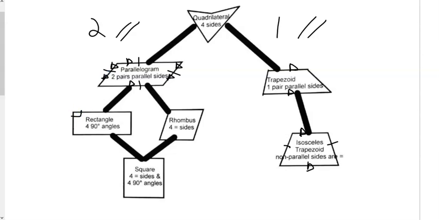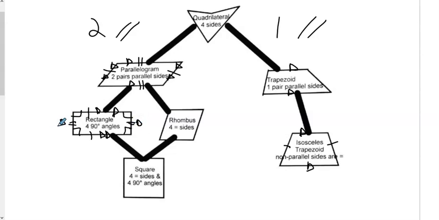So once we get to a rectangle, we have four 90-degree angles. Opposite sides are equal. I guess we should have changed this up here. And we also have parallel opposite sides. Lot to mark. And this is going to be hard over here. I'll just put it on the outside.